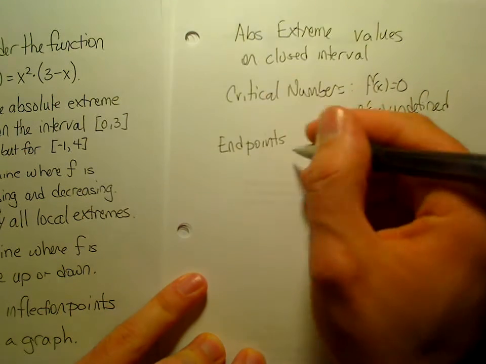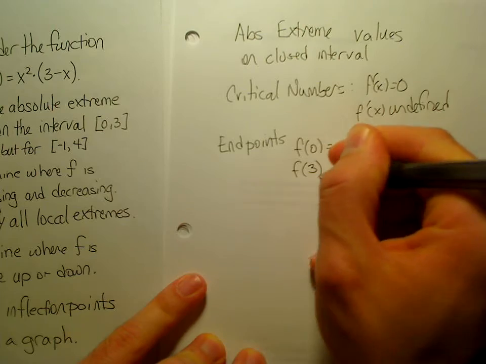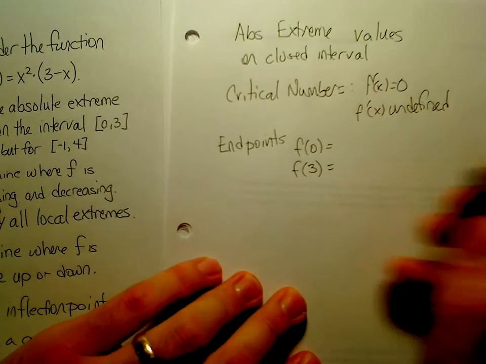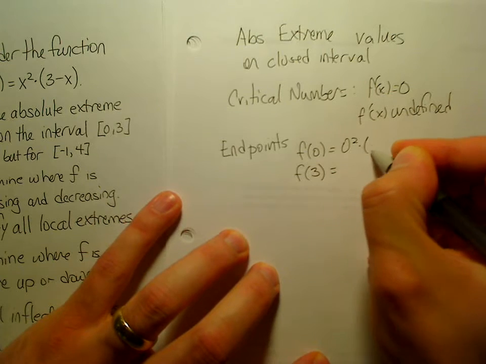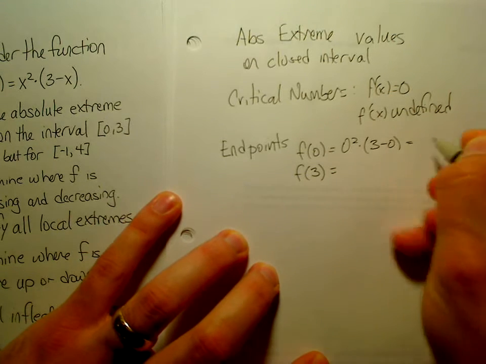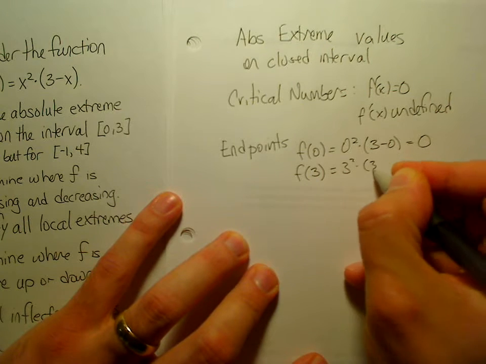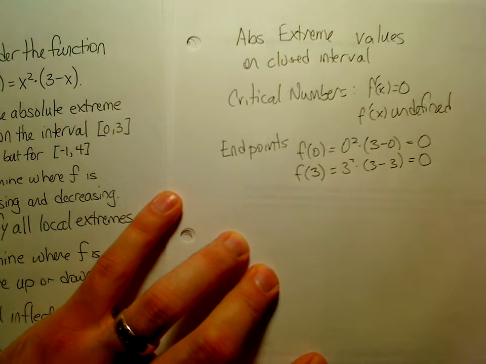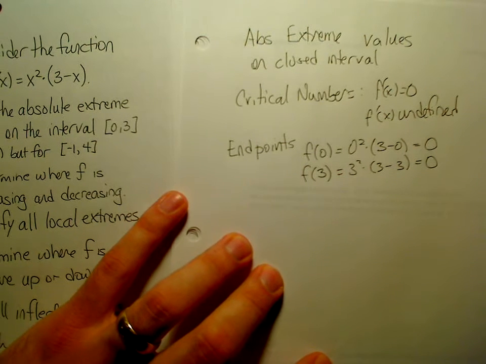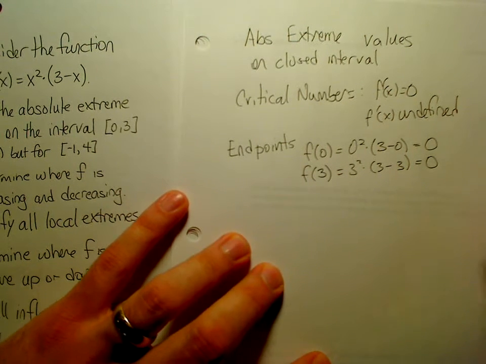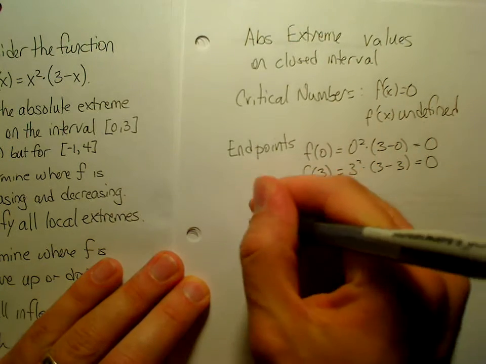You do the endpoints right away. You don't have to do any math for that. Well, you do calculations, but you don't have to do any real algebra. F of 0 is our function. Go to your original function. 0 squared times 3 minus 0, 0. F of 3 is 3 squared times 3 minus 3. That's also 0. And so maybe 0 is an absolute extreme value, maybe not, but it definitely goes on the candidate list. As far as critical numbers, we're going to need f prime.